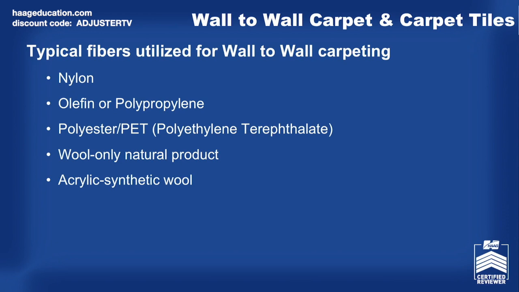Now we're going to talk a little bit about the typical fibers that are utilized to manufacture wall-to-wall carpeting. Nylon, we'll talk about first, and then olefin or polypropylene, polyester, also known as PET, wool, which is the only natural product that carpet is made from. And then we'll also talk about acrylic synthetic wool.